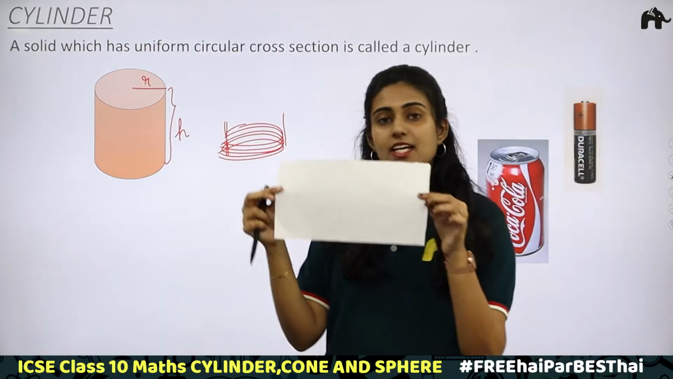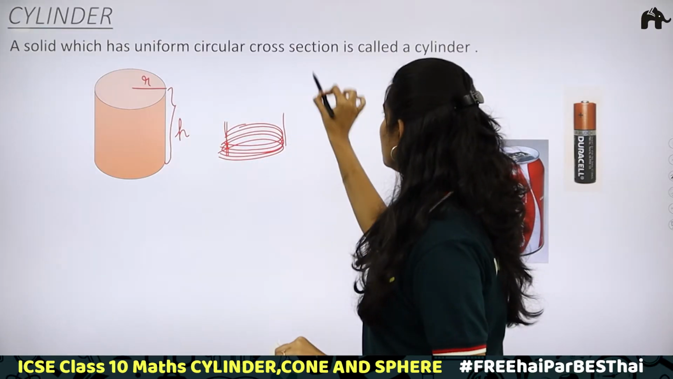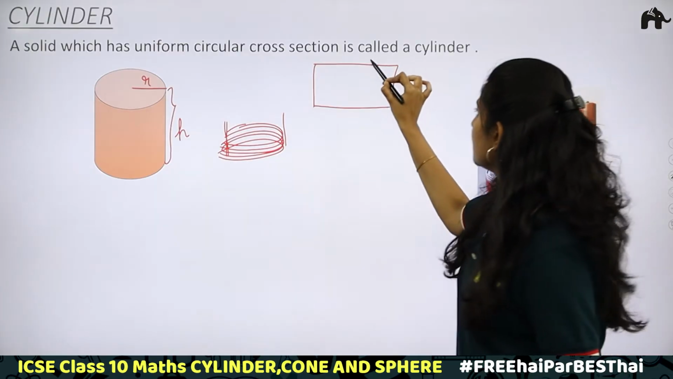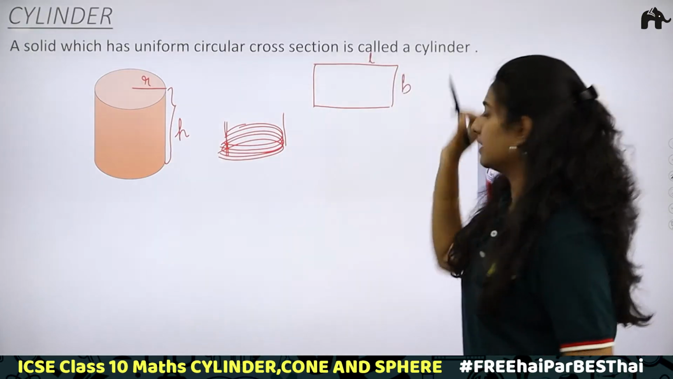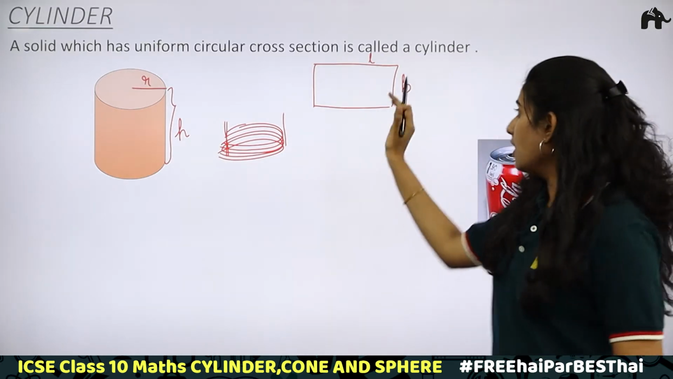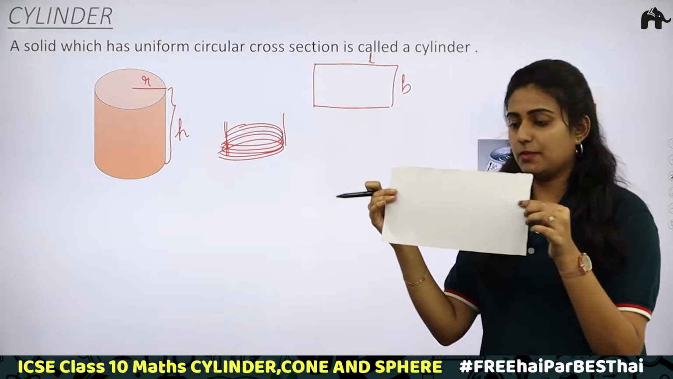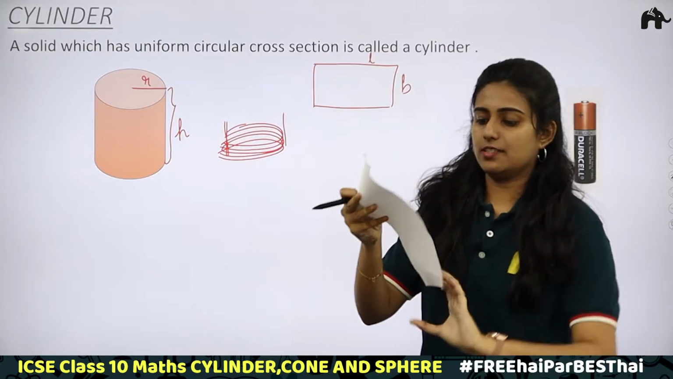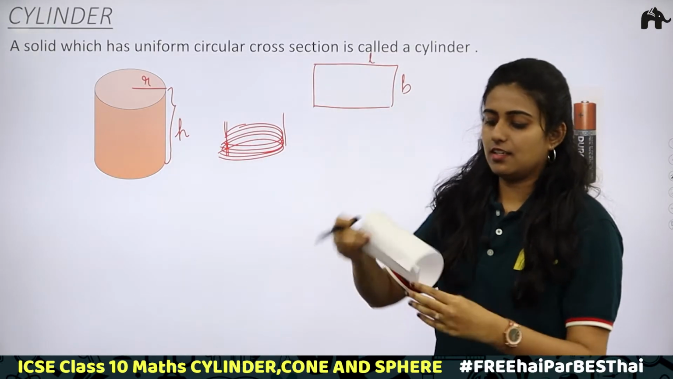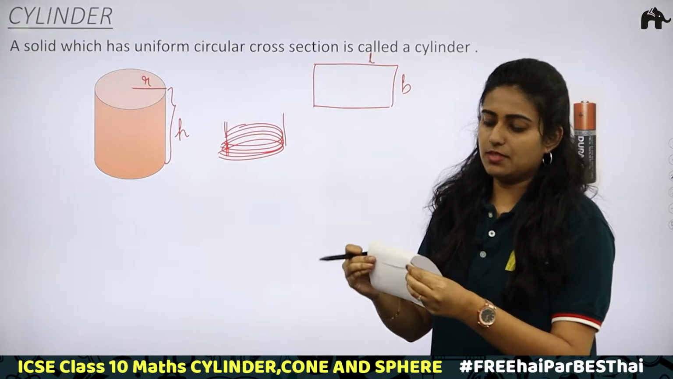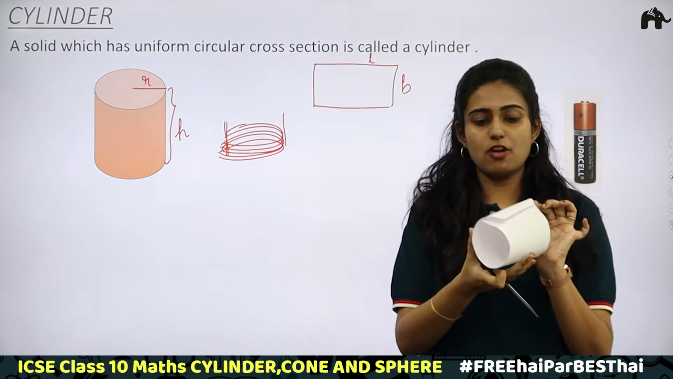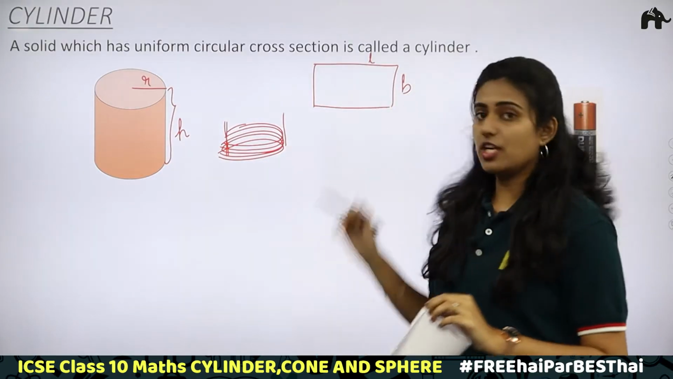Now, I am taking a rectangular sheet of paper. This rectangular sheet of paper will have a length and breadth. This is the length and this is the breadth. Now, when I roll this rectangular sheet of paper along the length, I'll get something like this. So this is a cylinder. I have formed a cylinder with the rectangular sheet of paper.